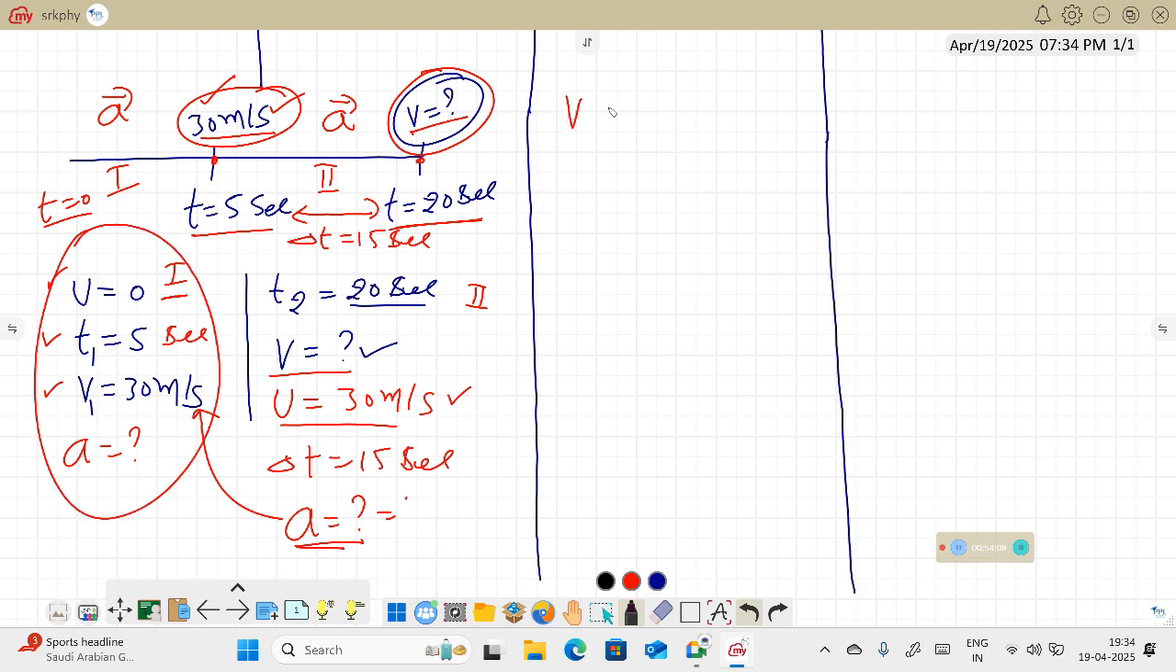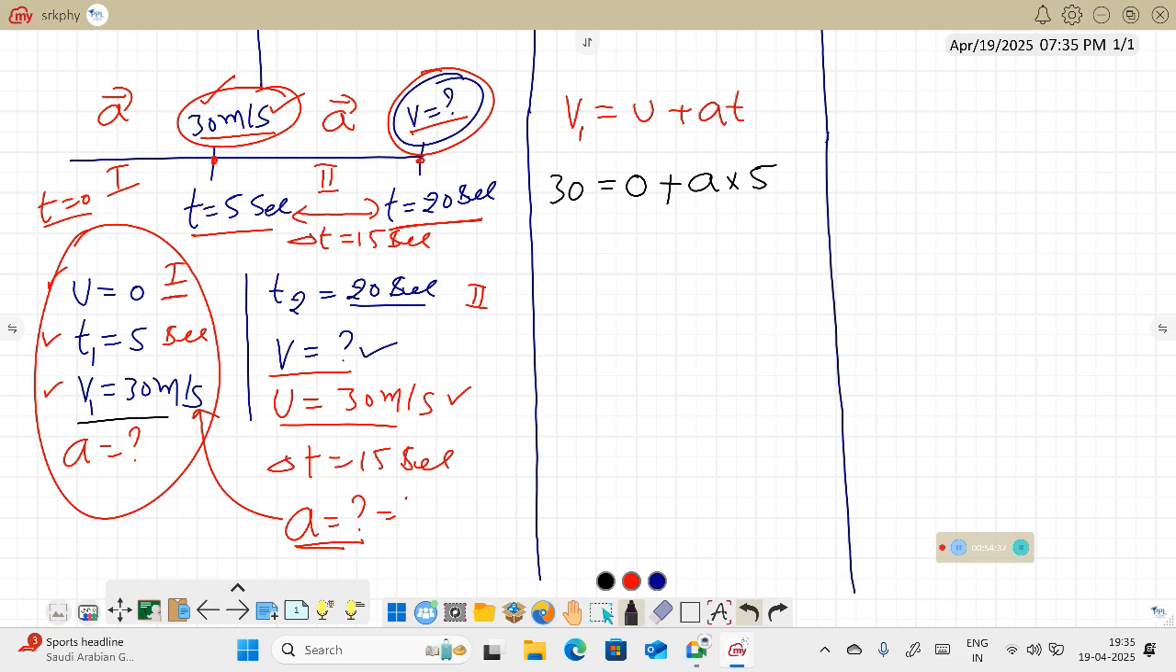v is equal to u plus at, we have to use. In the place of v, what do we have? v1. Okay. So now calculate this one. What is v1 value? 30. Yes or no? v1 is 30. What is u value? 0. Plus what is a value? They are asking to find. What is t value? Time is equal to 5 seconds.